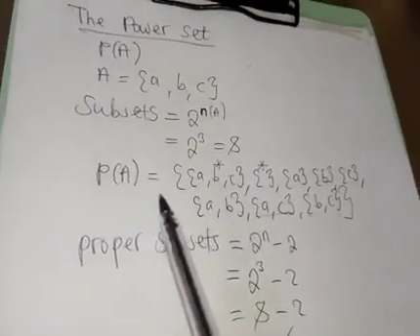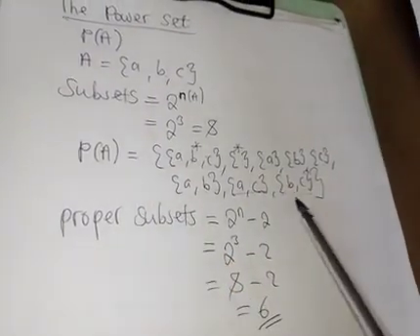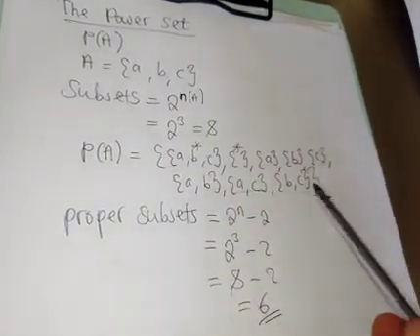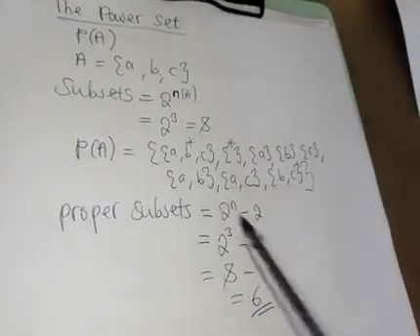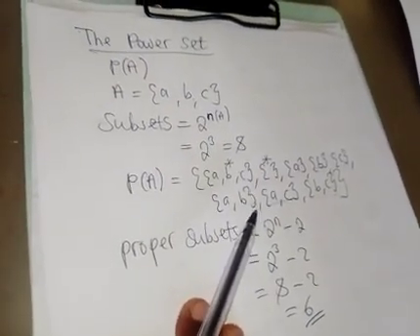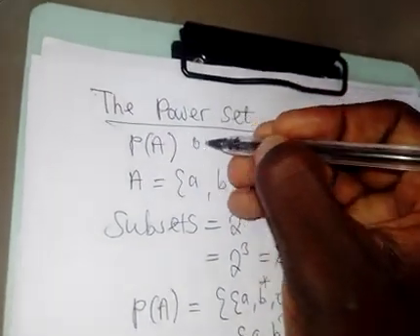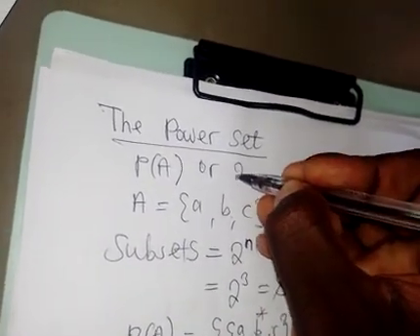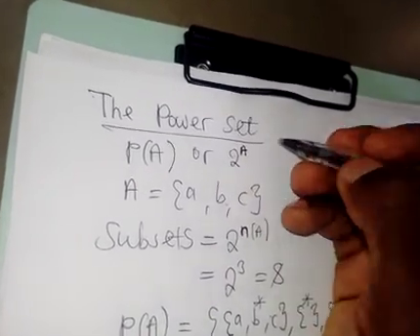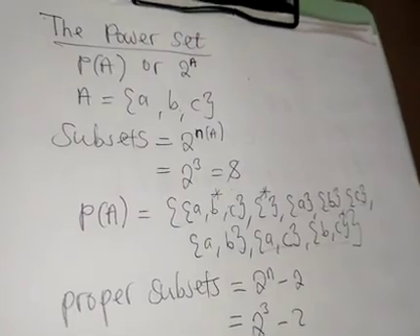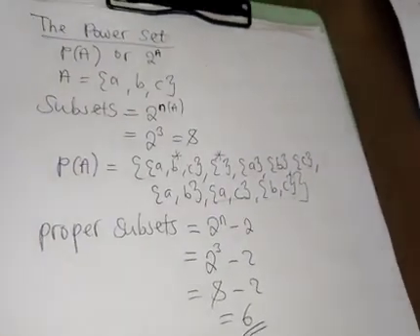Okay, so we said P(A) represents a power set. A power set is a set which is a collection of all subsets of a given set. That's called a power set. Apart from this notation for a power set, you can also write 2 to the power A, like that, 2 to the power the given set. That is also a notation of a power set.